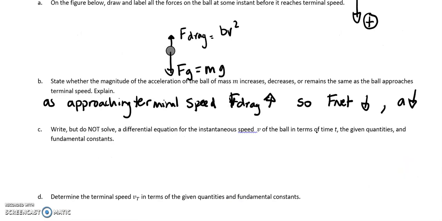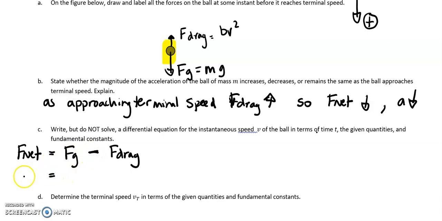Okay, so now we're going to do part C. We're going to write but not solve a differential equation for the instantaneous speed of the ball in terms of t, the given quantities, and fundamental constants. Okay, so cool thing is, we basically already know how to do this. So let's go ahead and set up F net. And again, we define the positive direction to be downwards. So the forces acting on this ball are Fg and F drag. Oh, and we already have a nice free body diagram to get that information from. Great. So Fg is positive and F drag is negative.